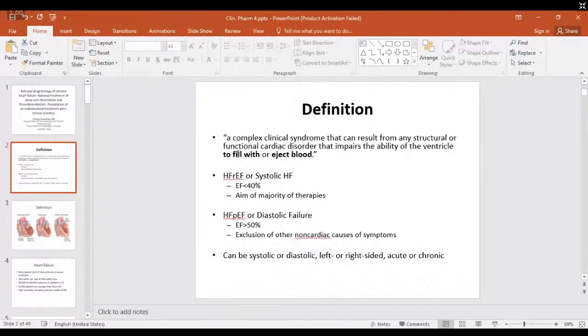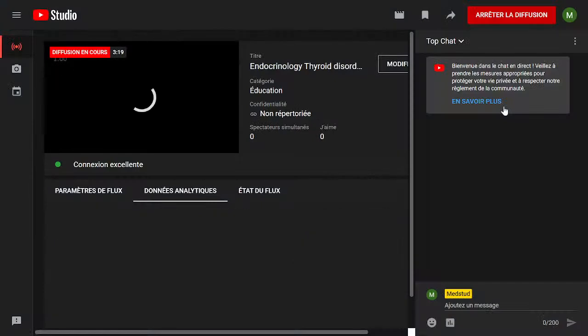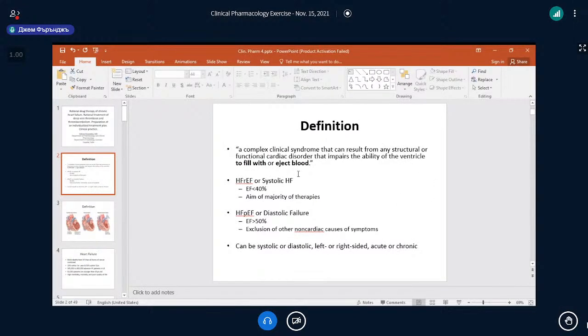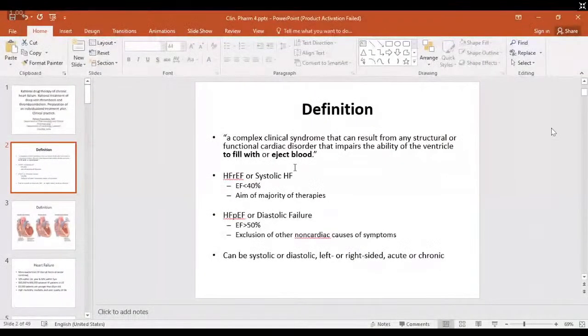According to this definition, we can have two types of heart failure. One type is called HFrEF. It means heart failure with reduced ejection fraction, when there is a problem with ejection of the blood. Another name for HFrEF is systolic heart failure, because you know that during systole the heart contracts. So when there is a problem with the contraction, we call this systolic heart failure also. And usually in this type of heart failure, the ejection fraction is below 40%.